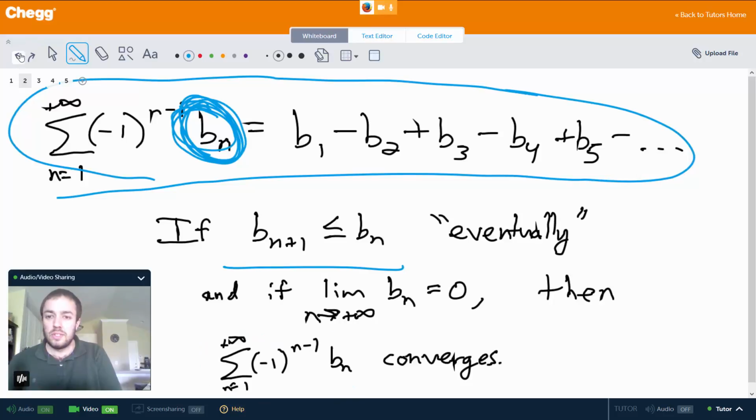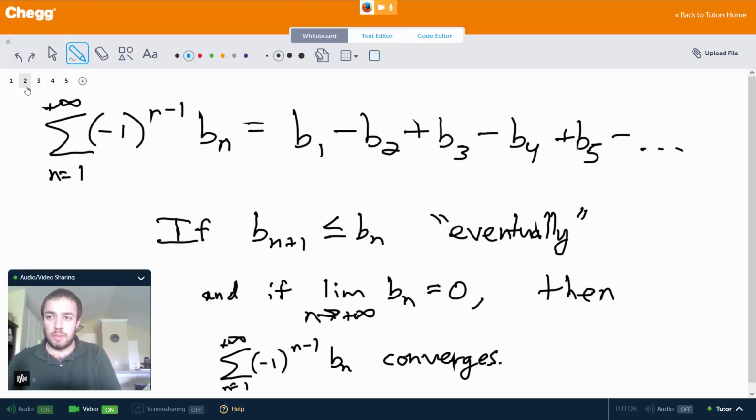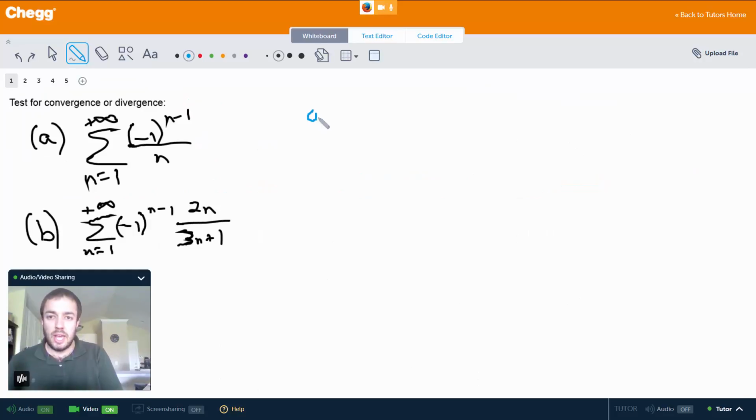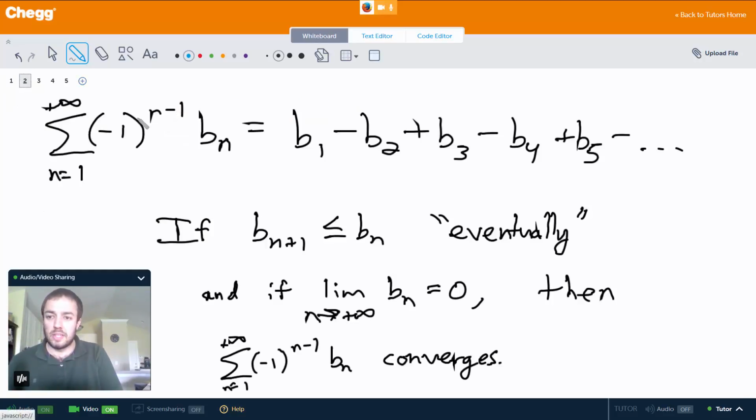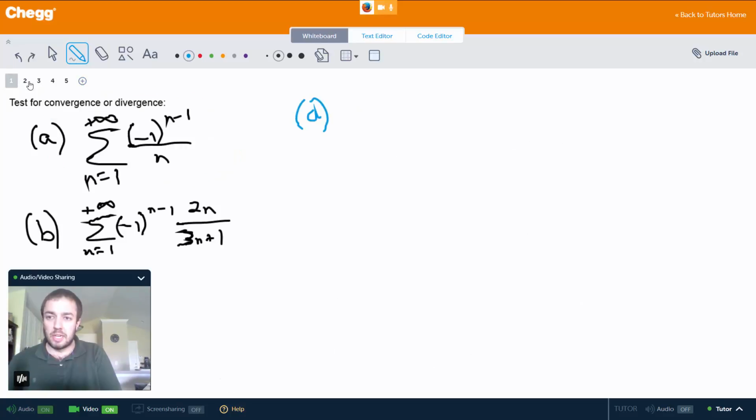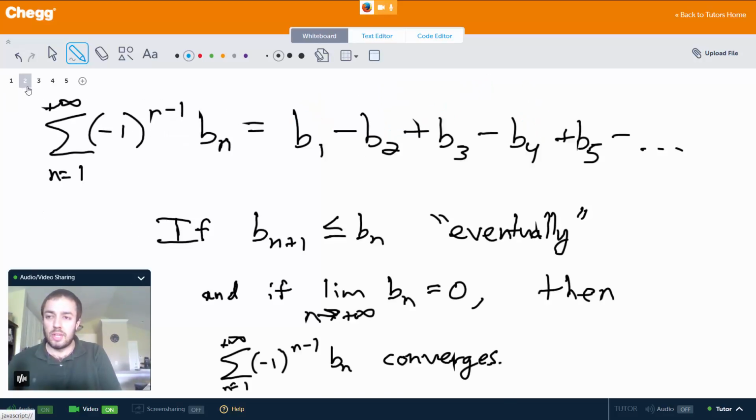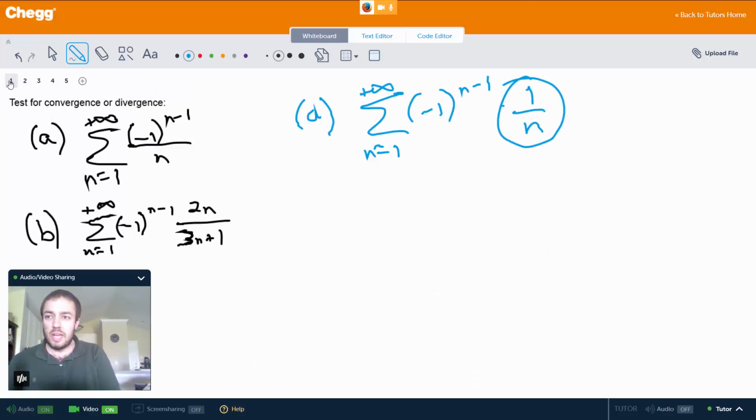Okay, so let's see how we can apply that to the problem we have for part A. First let's rewrite the series in this form so that we can identify our b sub n. So for part A, we have the sum from n equals 1 to positive infinity of negative 1 to the n minus 1 times 1 over n. Now it's more closely in this form, so our b sub n is going to be this 1 over n. So then our b sub n equals 1 over n.